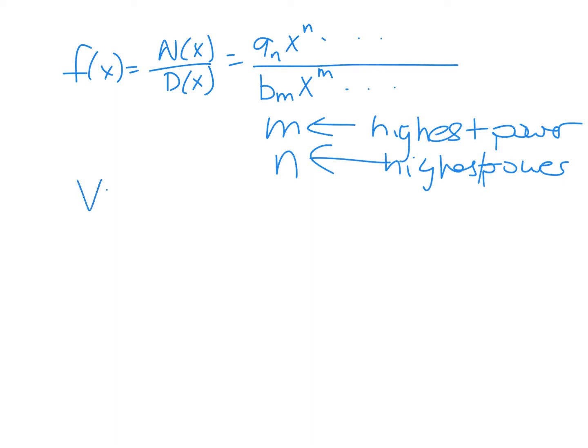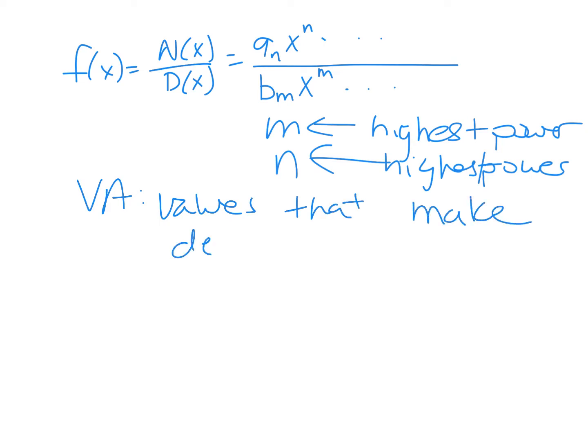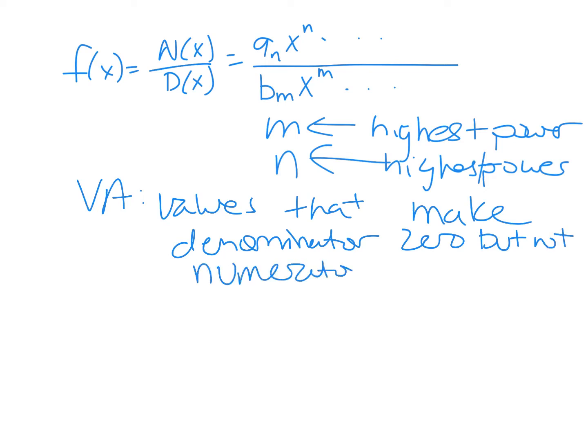First, VAs, vertical asymptotes, are just values that make the denominator 0 but not the numerator. So if it makes the denominator 0, that value is, in fact, a vertical asymptote.